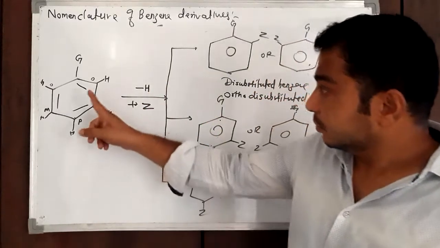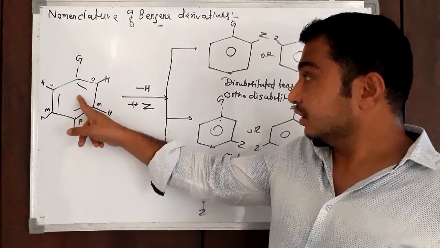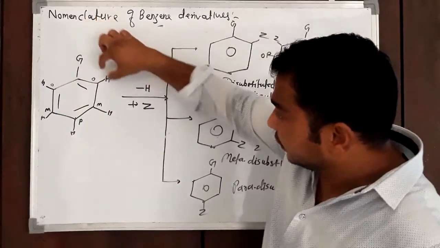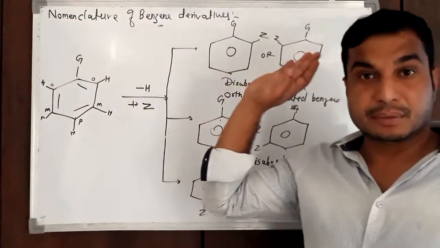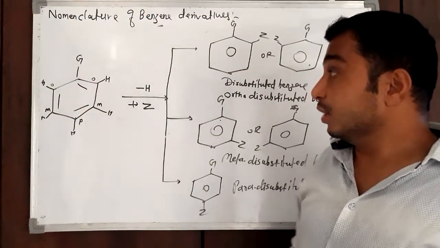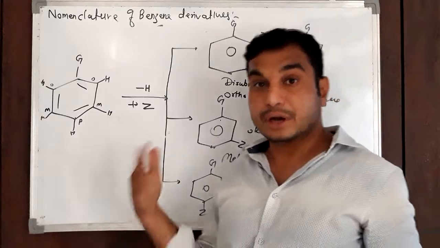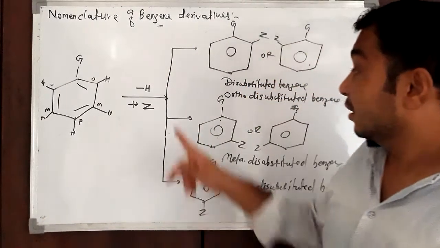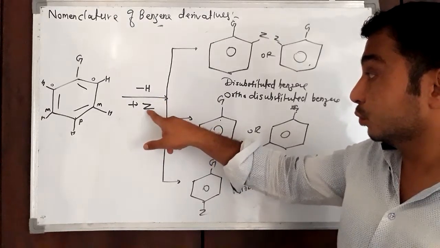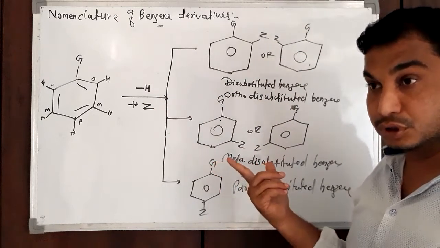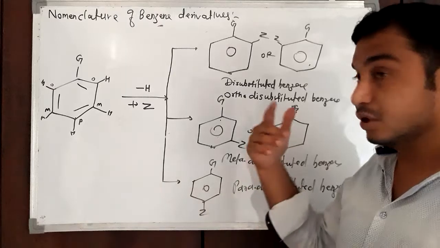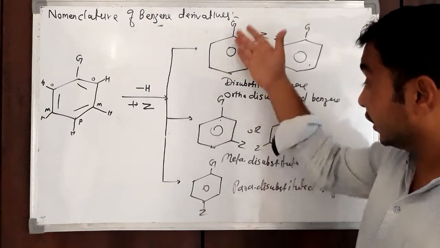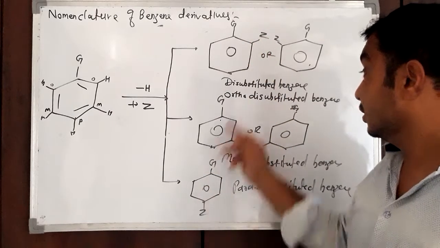Okay. In case of monosubstituted benzene, it has only one structure. We can write G here, here, here, anywhere among the six positions. All are identical. But when we are going to obtain a disubstituted benzene, then we have three choices. Either we can attach this new group Z at one of the ortho position, or one of the meta position or para position. So we are having three different isomers.